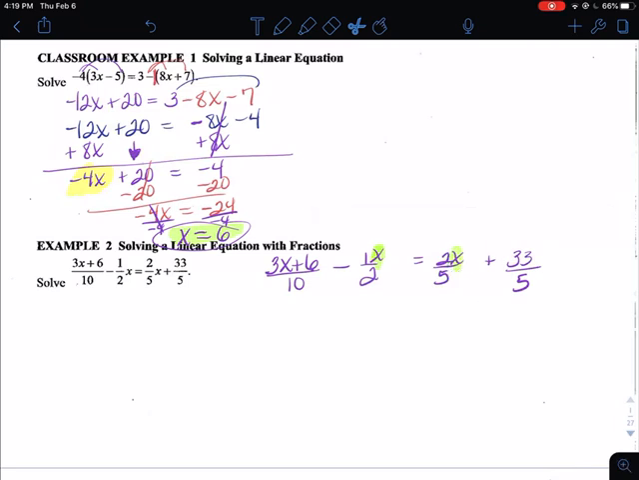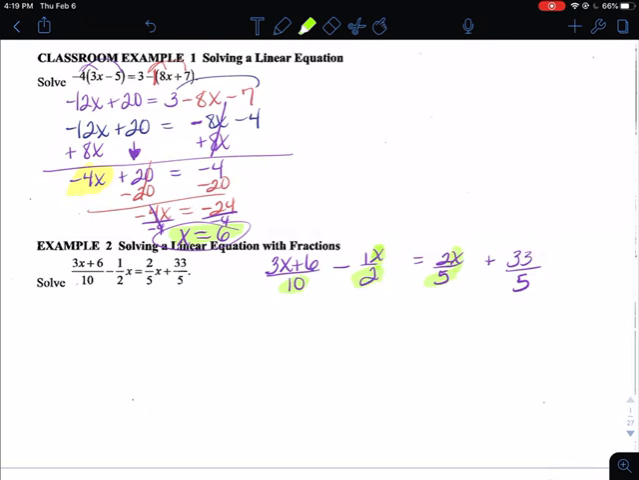So your goal is to get all your denominators to look alike. You want them all to have the same denominator, and then we can drop it off. So what I'm going to do is I ask myself, what number can 10, 2, and 5 all divide into? And the number would be 10.